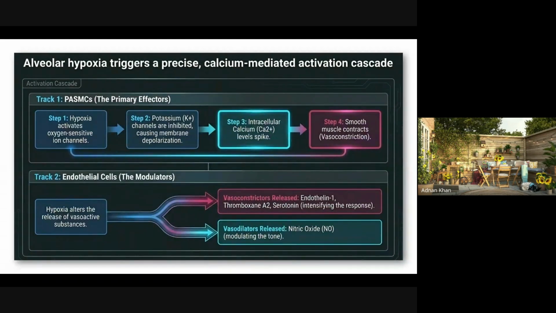Hypoxia also alters the release of vasoactive substances. Vasoconstrictors like endothelin 1, thromboxane A2, and serotonin can intensify the HPV, while it can also release vasodilators like nitric oxide, which can modulate the tone of the HPV.